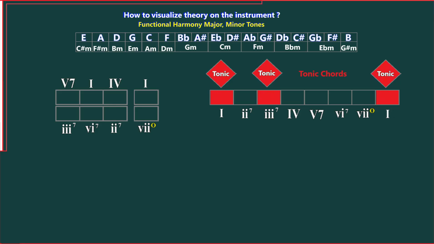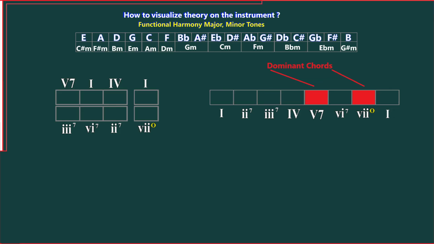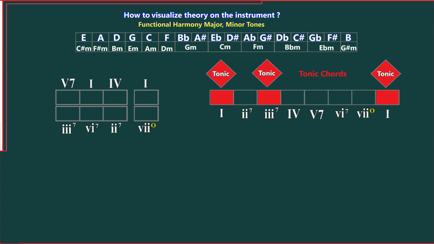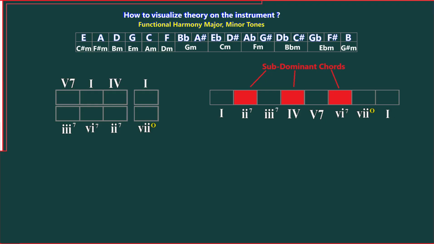These are stable, restful chords, where the music naturally resolves. Dominant chords, which include the 5 and 7 diminished, create tension. They want to pull back to tonic. Subdominant chords, that's the 2, 4, and 6, are somewhere in between. They're a great way to build motion before returning to the tonic.